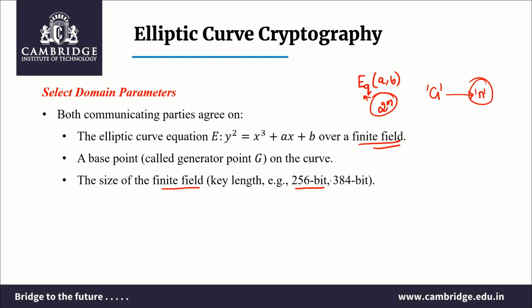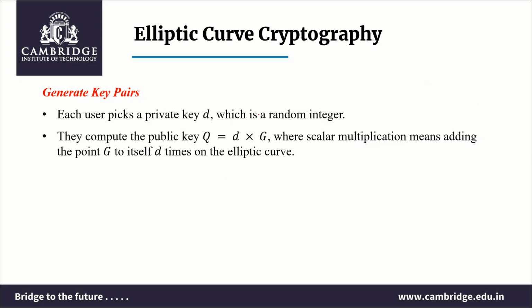The best value that we can take is 256 bit. It's not that we have to only take 256. But it is reasonable, because it provides a greater security in comparison with RSA of a greater size, right?